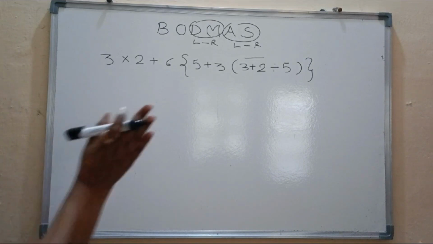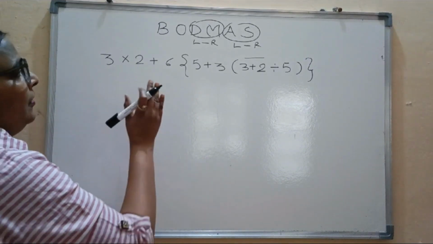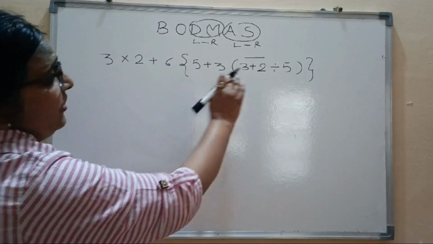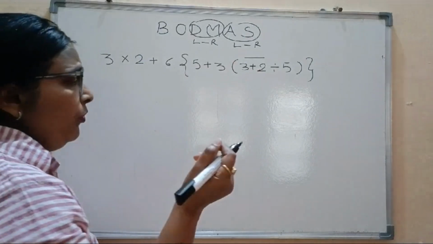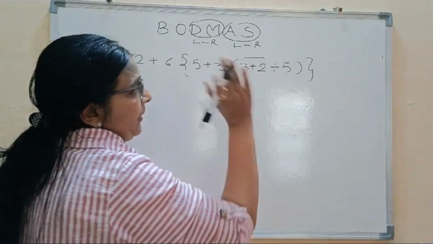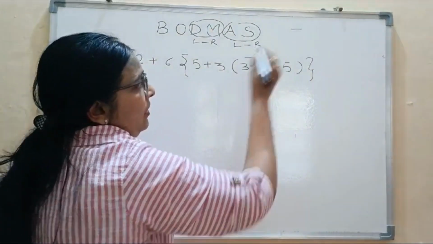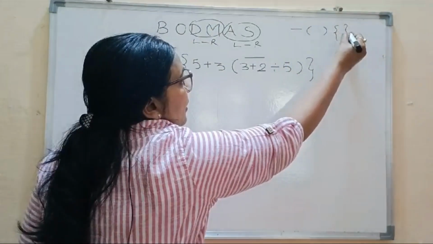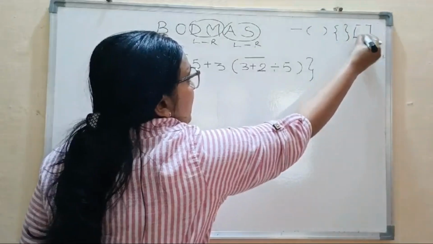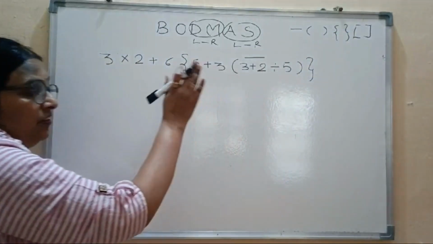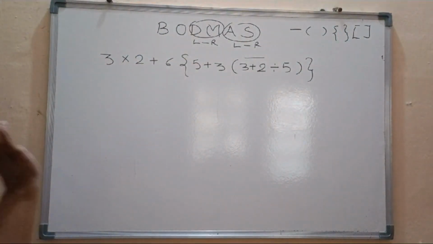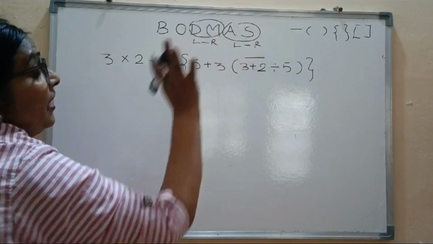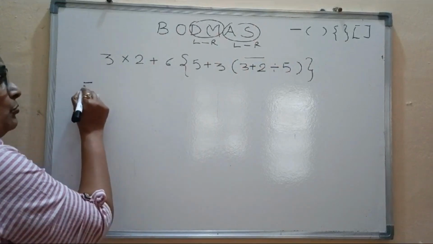Now let's start this sum. In this sum, you can see a total of 3 types of brackets are given. I told you the sequence in which you have to solve brackets. First you have to solve the line bracket, then the open bracket, then after that the curly bracket, and last you are going to solve the square bracket. But the square bracket is not given in this sum. Only 3 brackets are given. So what will you solve first?